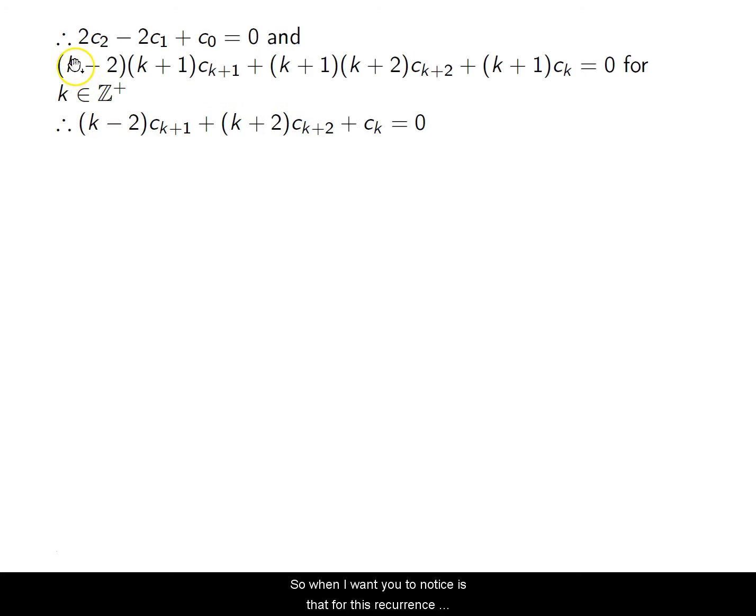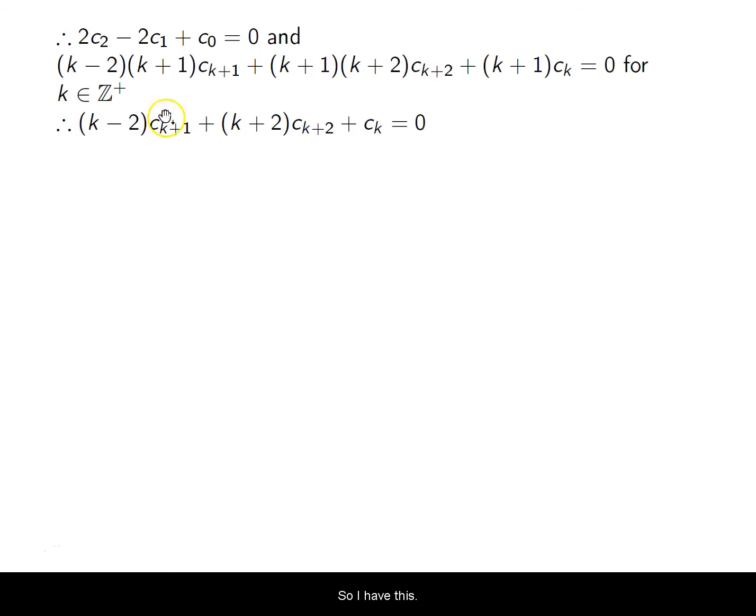So what I want you to notice is that for this recurrence relation, there's a common factor of k plus 1 in all of the terms, right? This thing plus this thing plus this thing is 0, and all of them have a k plus 1. It equals 0. So if I divide everything by k plus 1, it disappears. I don't need that extra common term when I'm equal to 0 because it's unnecessary. So that's nice because it simplifies it a little bit.